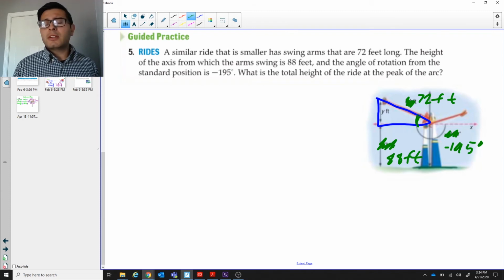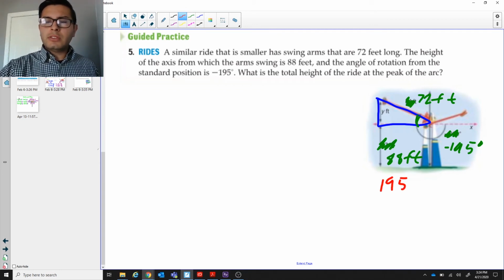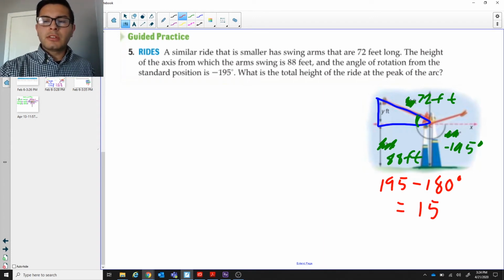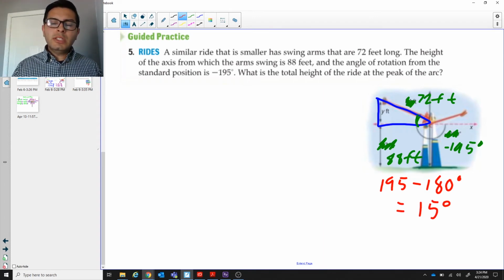And if that makes you uncomfortable, just find the reference angle however is best suited towards you. However, we can find this reference angle by taking 195 and subtracting 180 degrees from it, which will give us 15 degrees. So we need to find out what our side is using our 15 degrees.